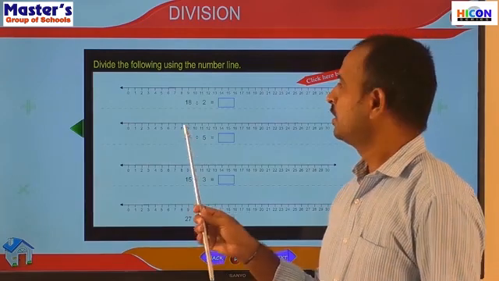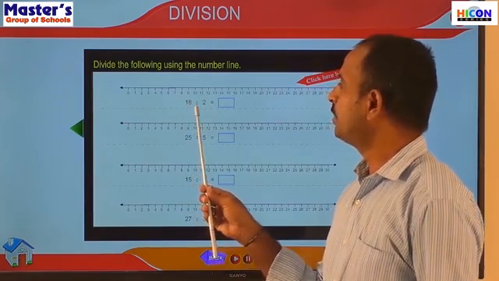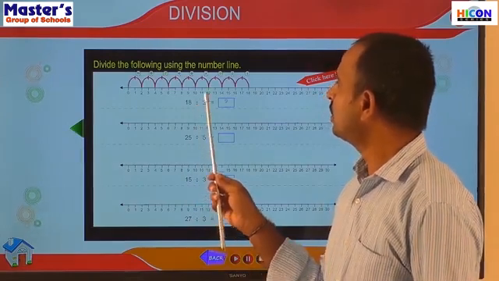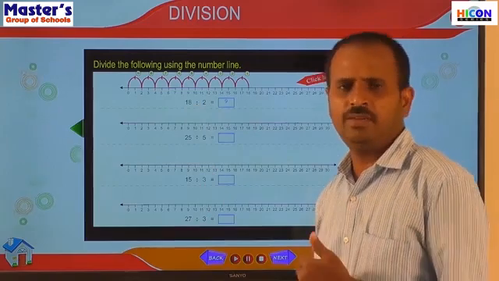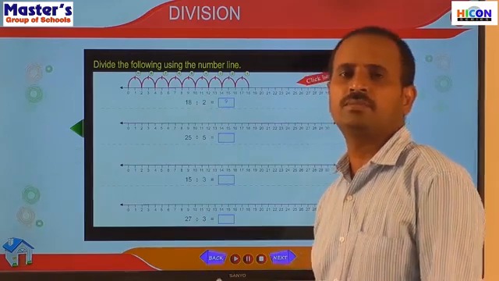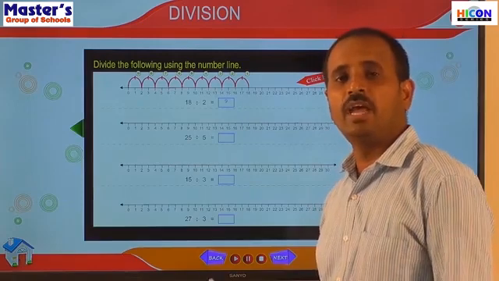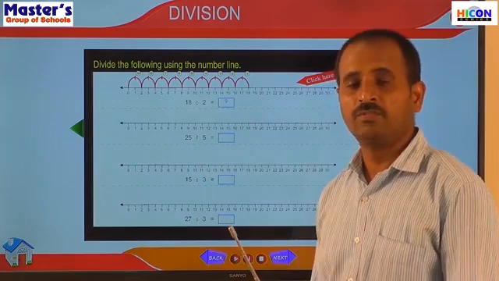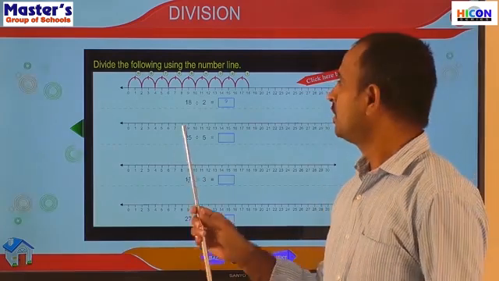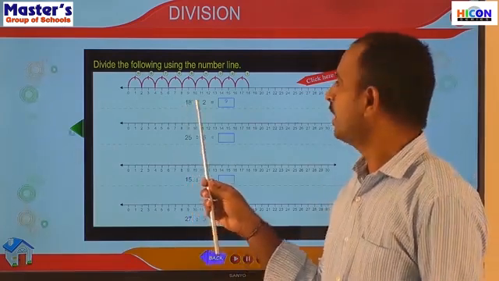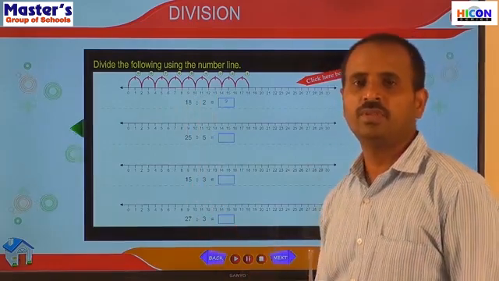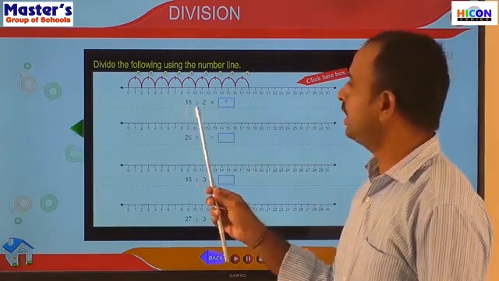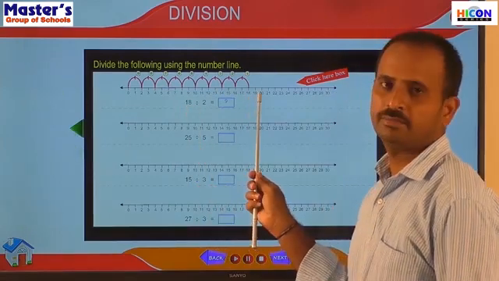So what is the next one? 18 divided by 2. Here we have to show this division on the number line. In the same way, we continue the same procedure, as we have explained in the earlier problems. First we start from the first number in the division. What is the first number? 18 is the first number in the division. So start from 18 on the number line. Children, where is 18 on the number line? Here is 18 on the number line.